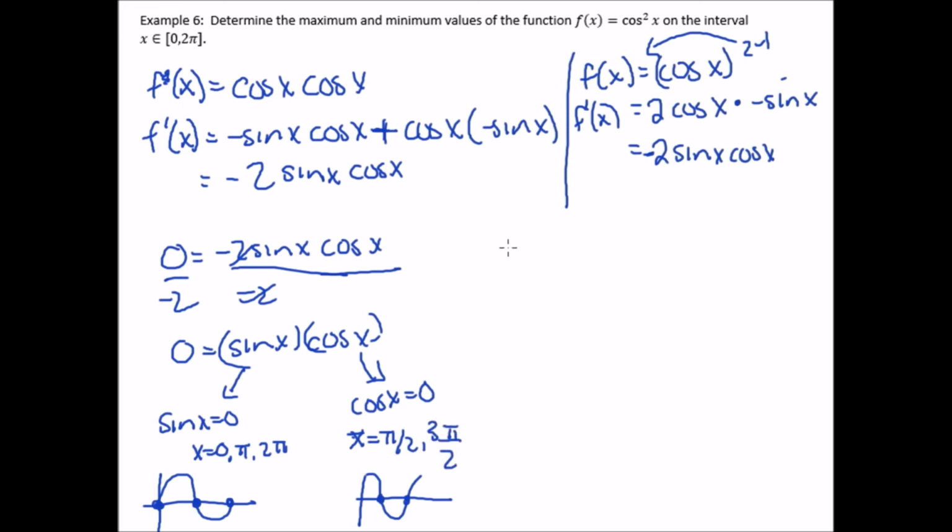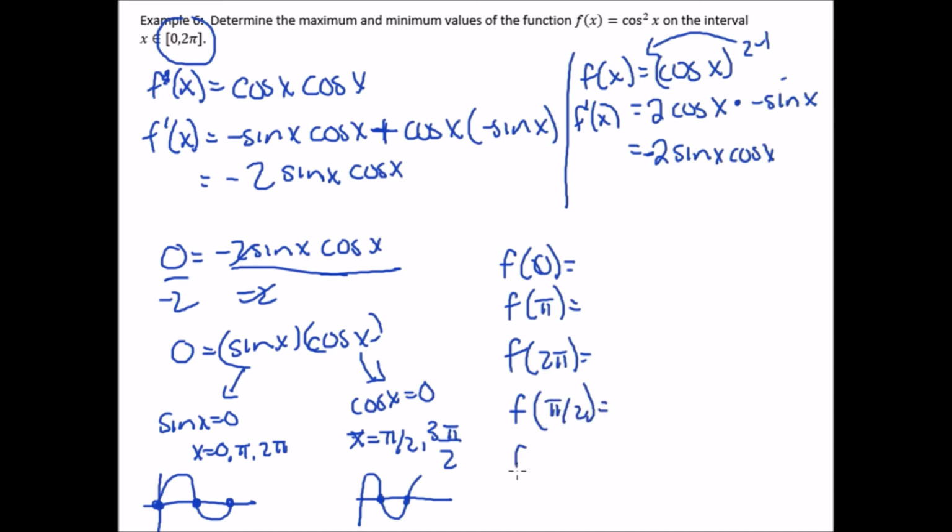Now, for max and mins, we need to test all of these numbers. We need to test 0, pi, and 2 pi, which is good because 0 and 2 pi are just the ends of the interval. And we have pi by 2 and 3 pi by 2. Okay, when we plug these in, what do we get? Into the original, which is cos squared x.